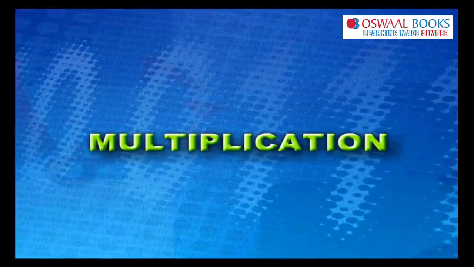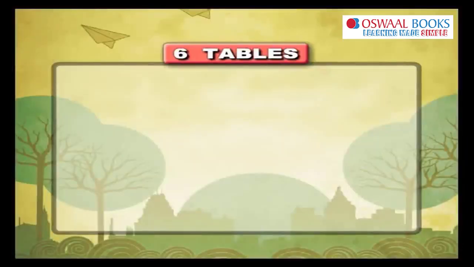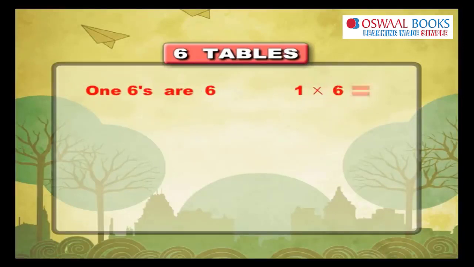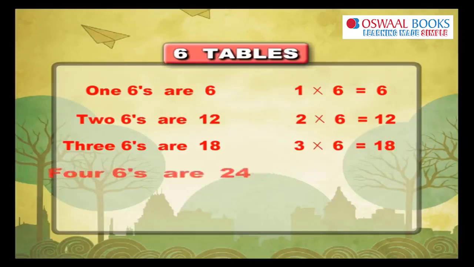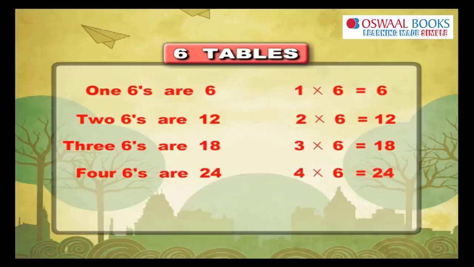Multiplication. 6 tables. 1 six is 6. 1 into 6 is equal to 6. 2 sixes are 12. 2 into 6 is equal to 12. 3 sixes are 18. 3 into 6 is equal to 18. 4 sixes are 24. 4 into 6 is equal to 24.